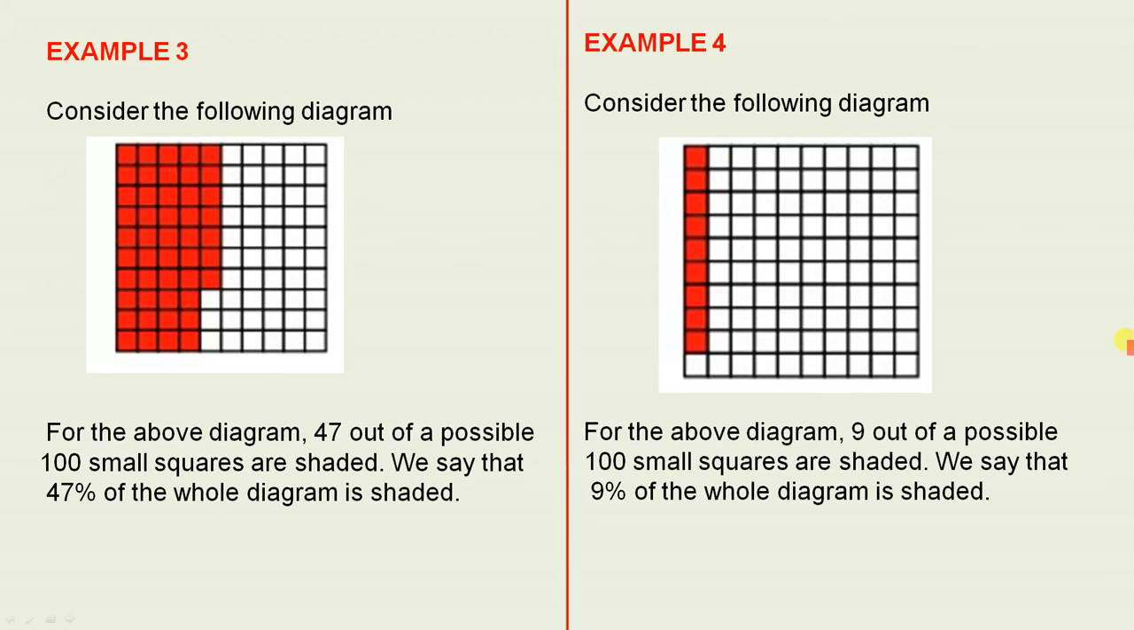Example 4. Consider the following diagram. For the above diagram, 9 out of a possible 100 small squares are shaded. We say that 9% of the whole diagram is shaded, because remember, percentage means out of 100.